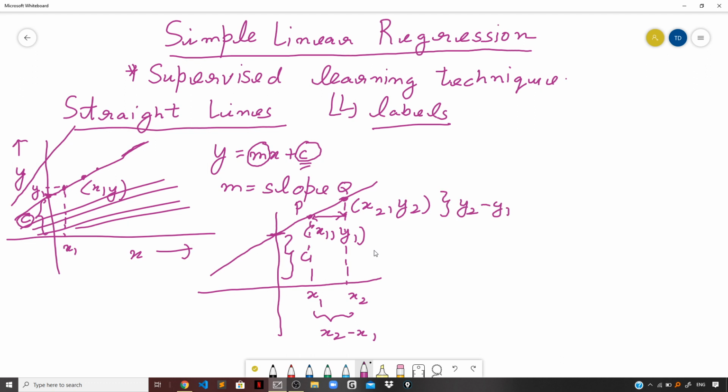Now the slope of the line is defined as the change in y upon change in x. So we can say slope in this case, which is m, is equal to y2 minus y1 upon x2 minus x1.